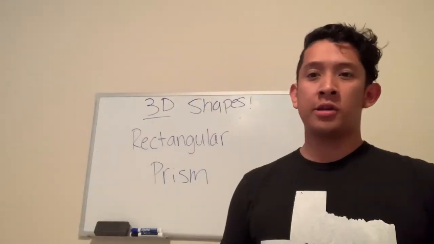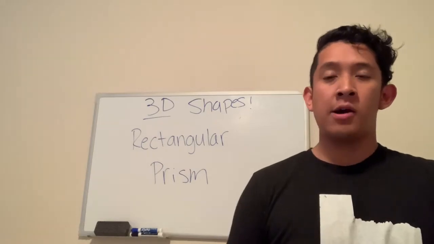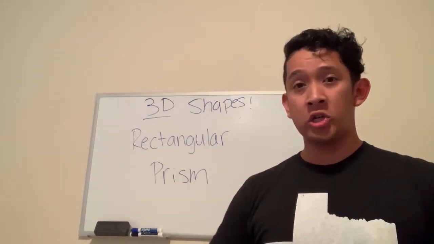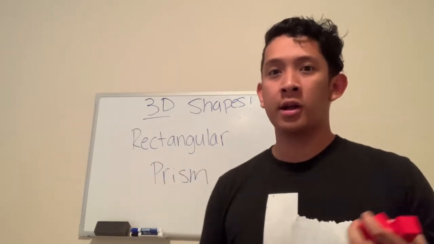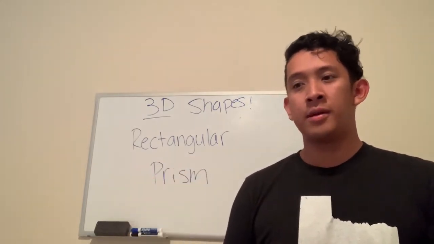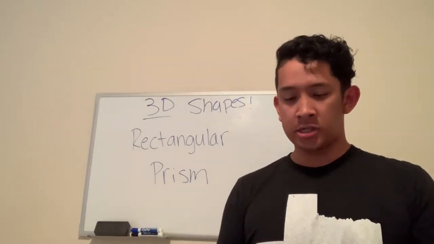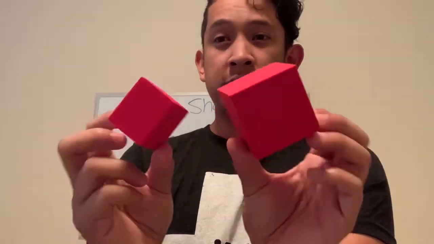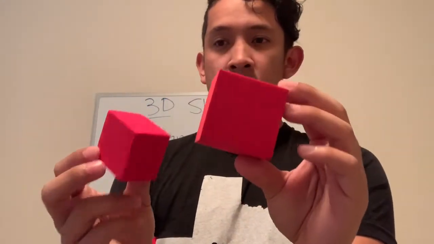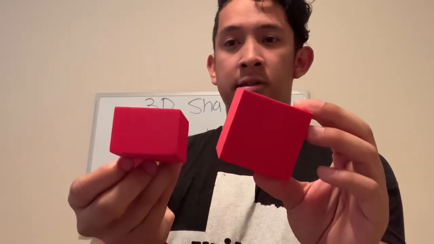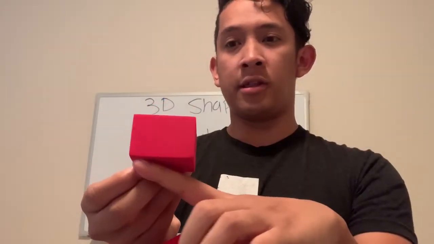Okay, the next 3D shape we're going to be talking about is a rectangular prism. Now, I don't want you to get confused between a rectangular prism and a cube, because yes, a rectangle and a square kind of look the same, but they're also very different. Remember, with a square or a cube, all the sides are equal. Rectangular prism, not so much. For example, this one is a rectangular prism, and this one is a cube. Notice that they're almost the same, but with this one, all the sides are equal, right? But this side is a little bit longer than this side right here. So this is a rectangular prism.